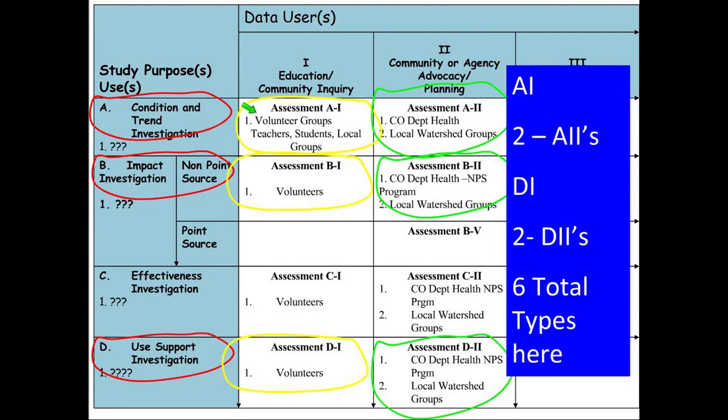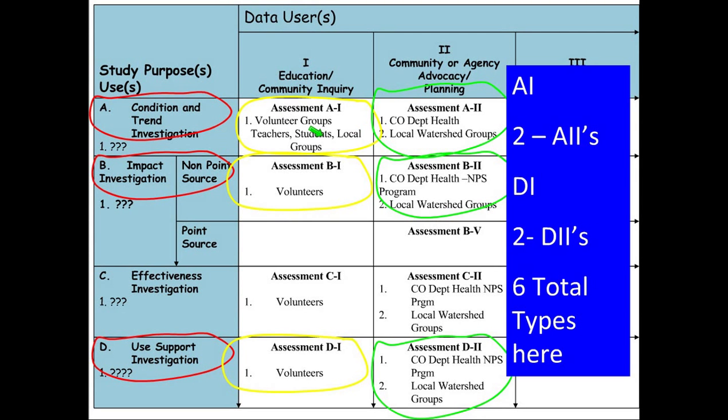We're doing it for education and stewardship, and we do baseline monitoring, so it's condition and trend. But that data also goes to the health department, the agency in Colorado that implements the Clean Water Act. They use it in their 303(d) and 305(b) reporting, and for implementation of the Clean Water Act. We also give the data to local watershed groups to do local watershed planning. So same purpose, condition and trend, but three different unique combinations of users and uses.